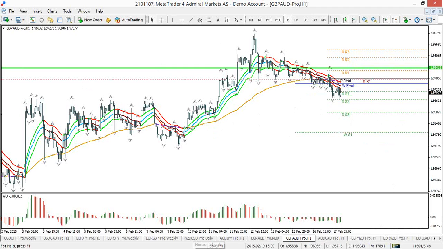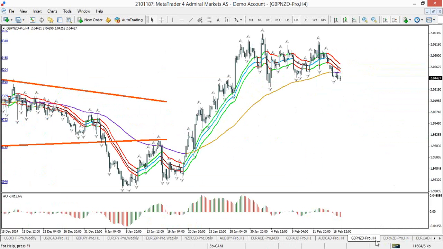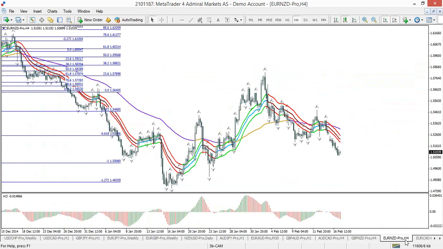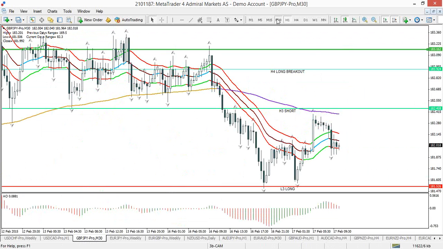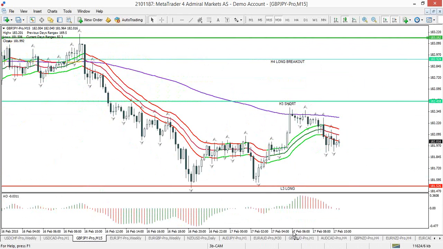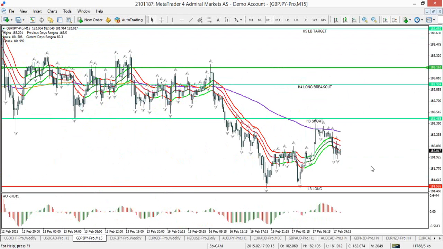So I know we're talking about a lot of pairs, but most of these pairs I'm not really interested in. So let's focus for the moment on the Kiwi and pound yen. Of course, the pound yen unfortunately has a news event, the pound news event, standing in its way, so it has its risks connected to that. That's what I wanted to say.